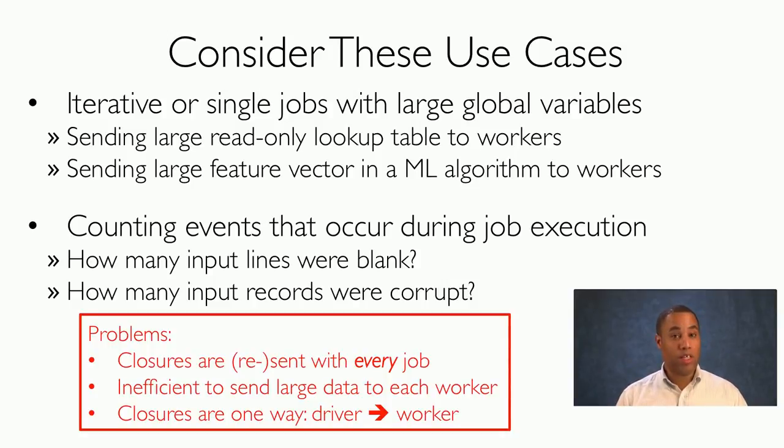The problem we have is that these closures that are automatically created are sent or resent with every job. So for an iterative job with a large global variable, we'll be sending that large global variable with every single job to every single worker. It's also very inefficient to continually send large amounts of data to each worker. And closures are one way from the driver to the worker. So how can we count events that occur at a worker and communicate that back to the driver?